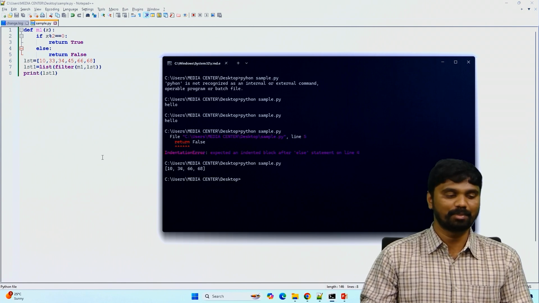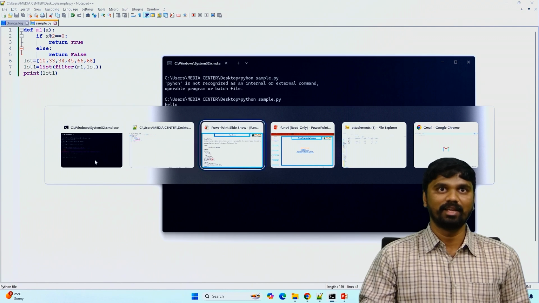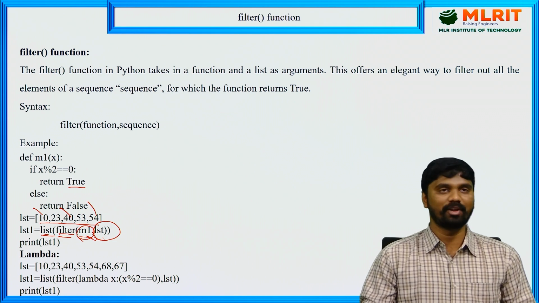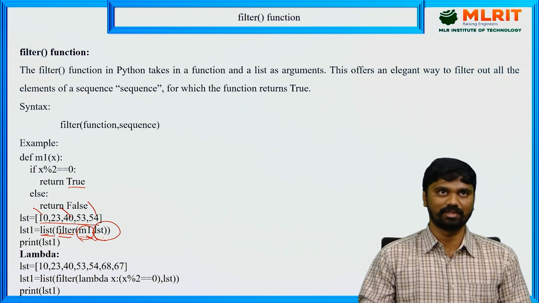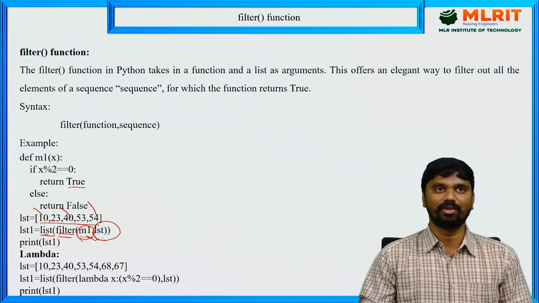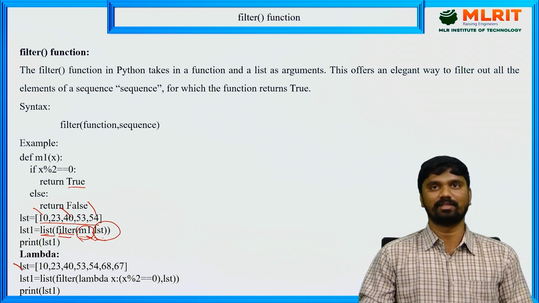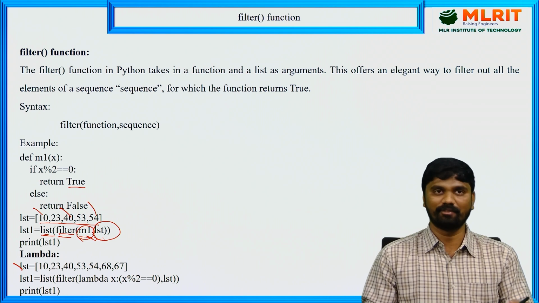So this is about the filter function. And here the filter function is discussed by using normal functions. Now we are going to discuss this filter function using lambda functions, which are anonymous functions. That means the functions don't have a name. Now see, first I define the list, that is the sequence. Here the sequence type is list: 10, 23, whatever the values are there.